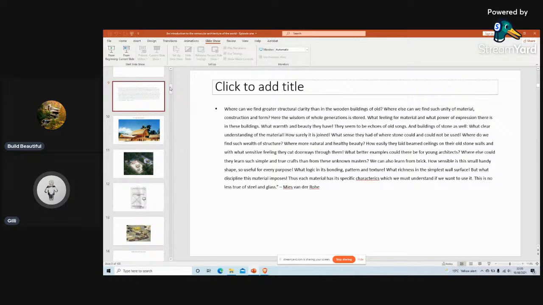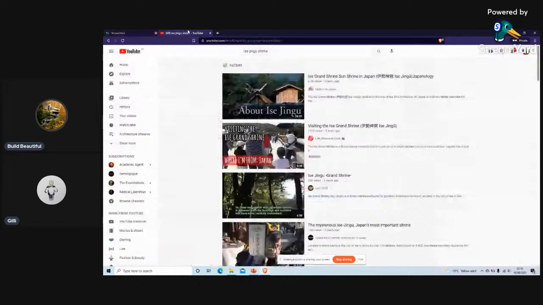So we'll move on to the first building, the Ise Jingu Shrine, because I'm sure we could talk about modernism and the ills of modernism forever and ever. For that building, I thought it'd be good to show you guys watching at home a video on YouTube, which is 6 minutes long, on the Ise Jingu Shrine. I think it gives a good overview of the building itself. Can everyone see that?